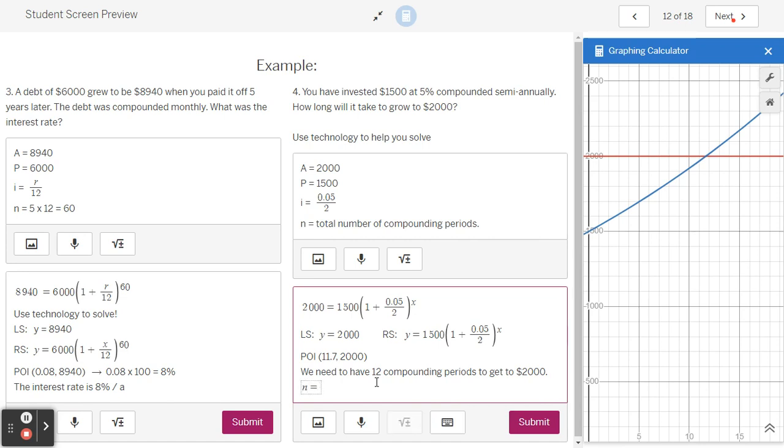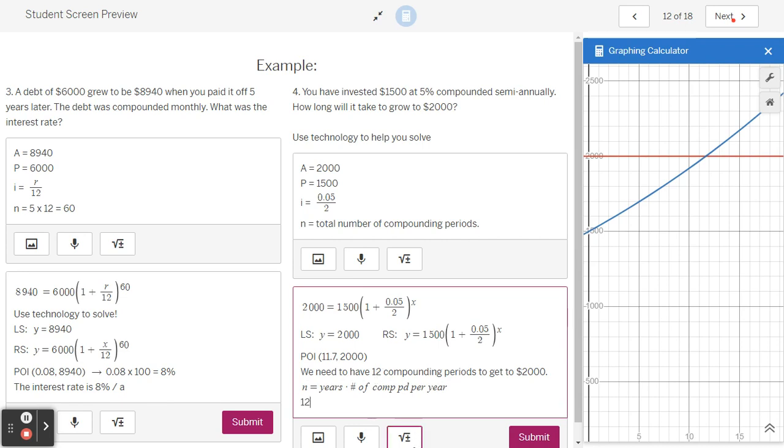Okay, so let's clarify that again. n is always equal to your years times the number of compounding periods per year. Now we know that we have a total of 12. We don't know the number of years, but we know that the number of compounding periods per year is 2, since it's semi annually. When I rearrange this equation, we get years is equal to 12 divided by 2, or 6 years.